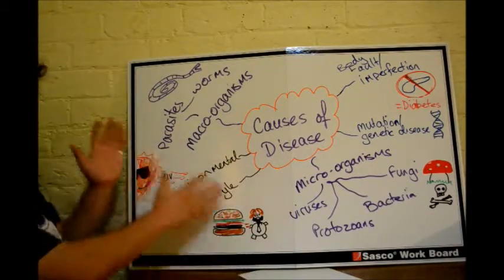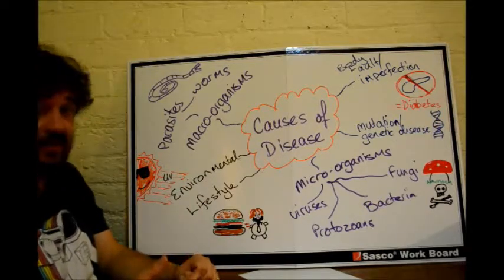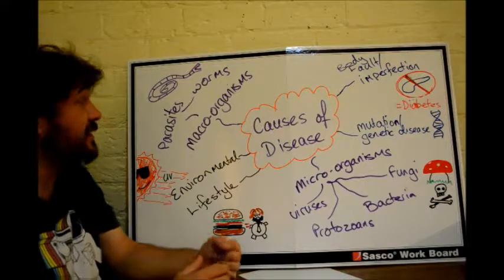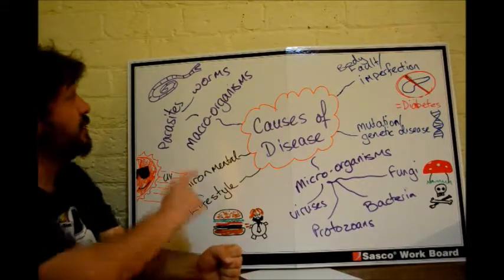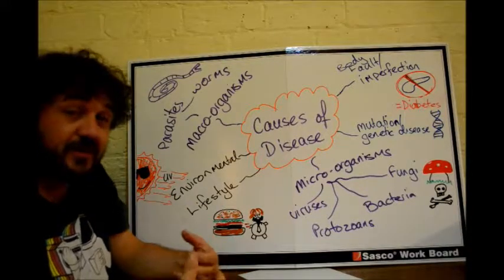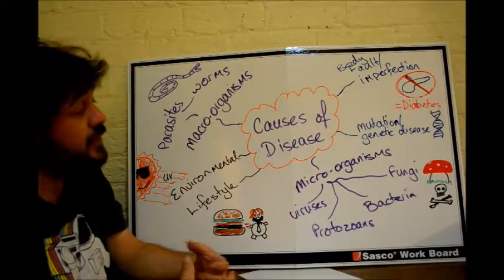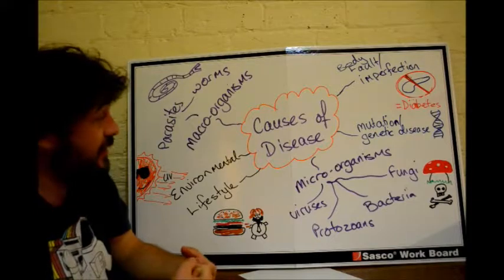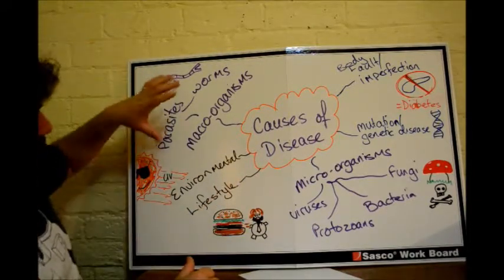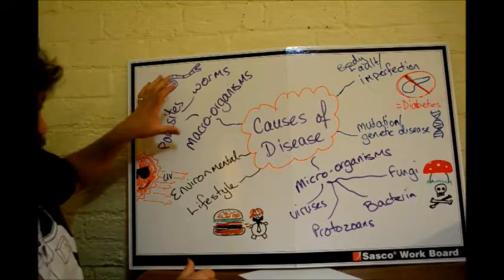Now, if we move up here, we have parasites, and these are macroorganisms, which means they're big enough to see, which is creepy because you've got these guys, worms. Now, these worms will live in your digestive tract and they'll eat all your food, and you'll start to become malnourished, and that can cause all sorts of long-term problems. And they, as I said, they're the grossest of the lot.